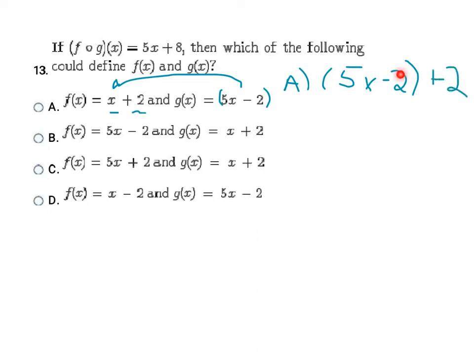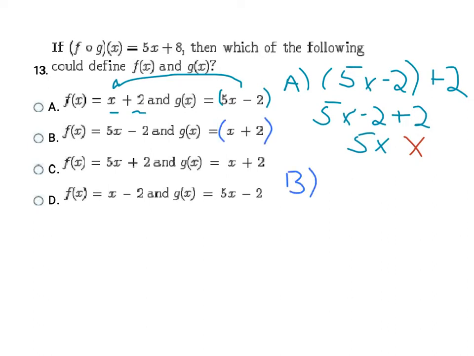There's nothing to multiply or distribute by, so I can just go ahead and drop those parentheses and combine like terms. And so I combine minus 2 plus 2. Those, it's 0, so they cancel out, and I'm left with just 5x, which they're looking for 5x plus 8, so A is not my answer. So now I'm going to try out B.